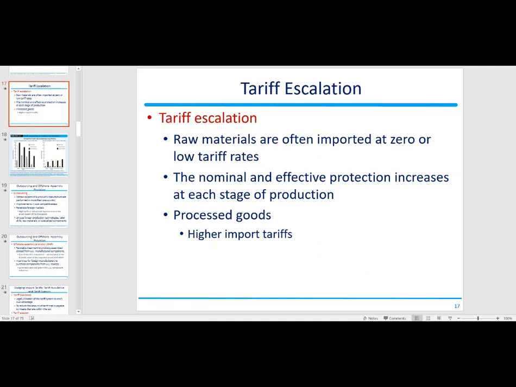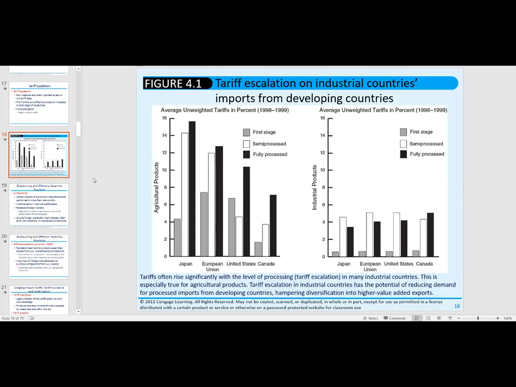The next topic is tariff escalation. What it means is we typically observe that tariffs go up the more processed the imported good is. For example, figure point 1 shows what's going on in Japan, the European Union, the United States, and Canada when it comes to tariffs of two different categories of goods. Here on the left graph we have agricultural goods, and on the right graph we have industrial products.